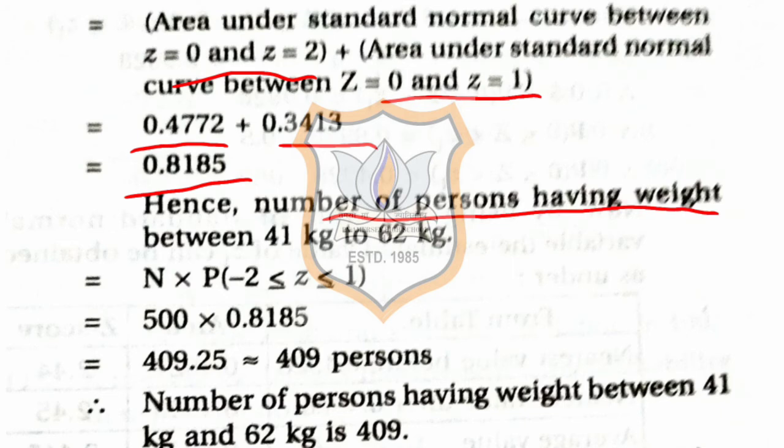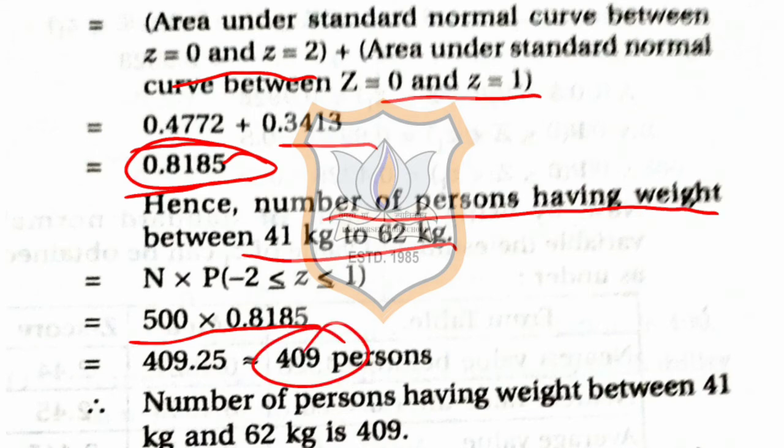Now what do we need? The number of persons having weight between 41 and 62. So what are we going to do? This probability, 0.8185, we will multiply by the total number of persons, that is 500. So we will have 500 into 0.8185, that is 409.